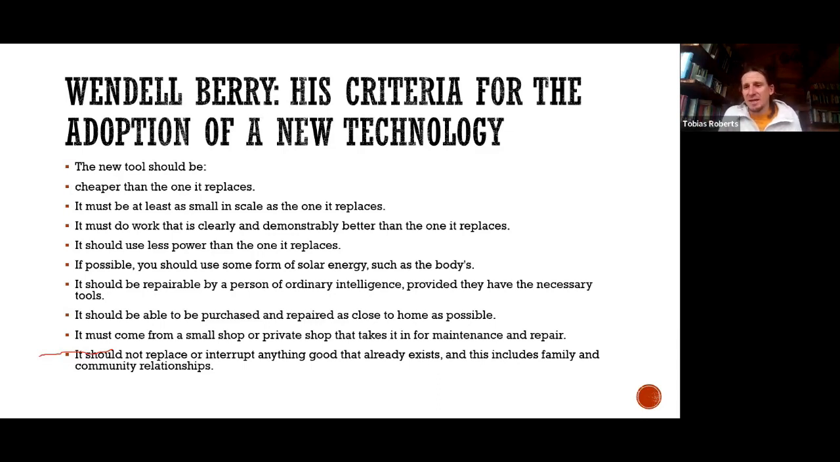And there are definitely, like I said, advantages to the internet and smartphones and technologies we're able to sit here and share today, but we also need to take into context that technologies like this do replace and interrupt things that are good that already exist, and we need to take that into account.